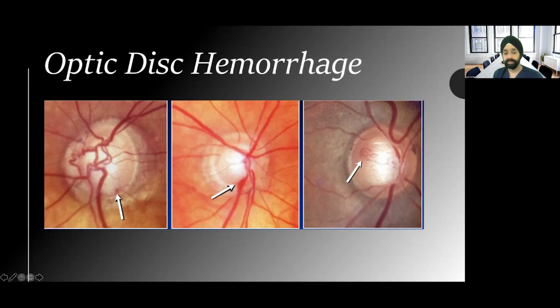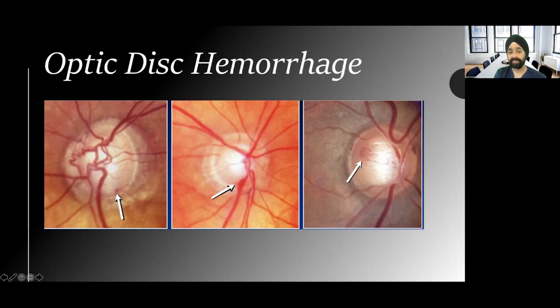Here are some more examples of disc hemorrhages. They can be a small dot, so be careful. You may miss these. They may look like a blood vessel sometimes, or they can be adjacent to one of the veins or arteries, as you can see in this inferior one as well. And then up top here, they can look more diffuse, like a little shimmer on the cup itself as well.